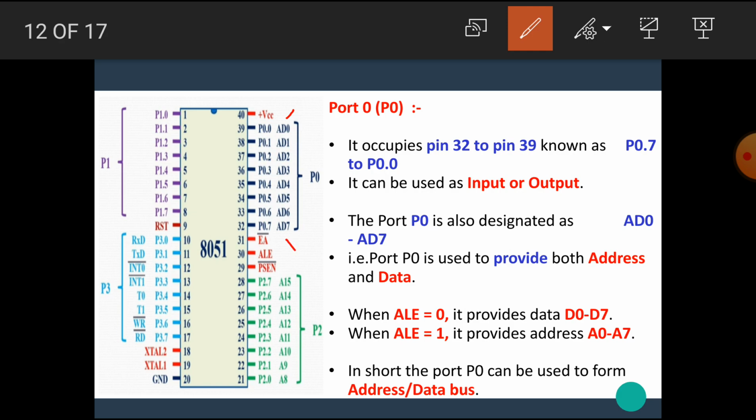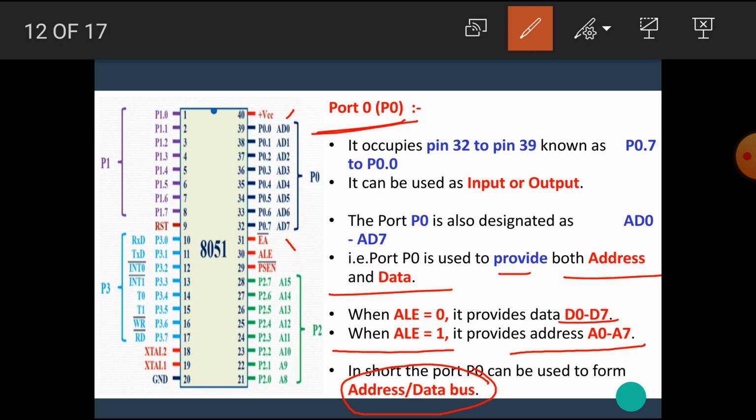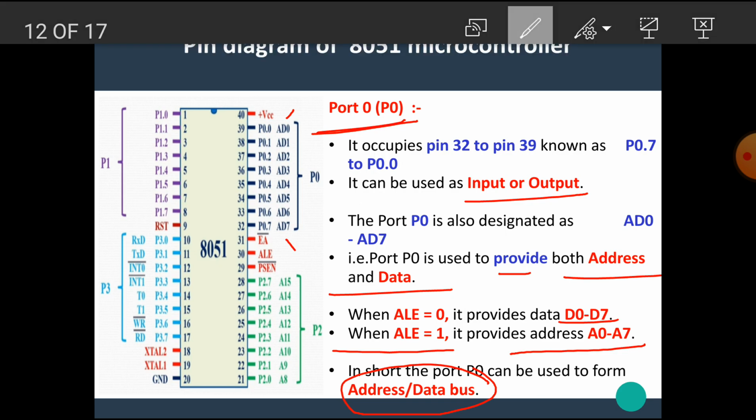AD0 to AD7, that is port P0 is used to provide both address and data. When ALE equal to 0, it provides data D0 to D7, and when ALE equal to 1, it provides address A0 to A7. In short, the port P0 can be used to form address and data bus. That is, port P0 is used as an input port or output port, or it can be used to form a address bus or a data bus.